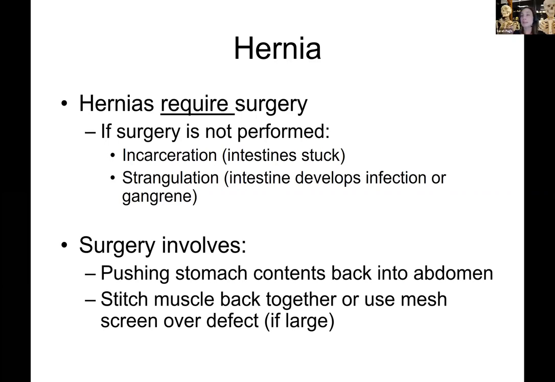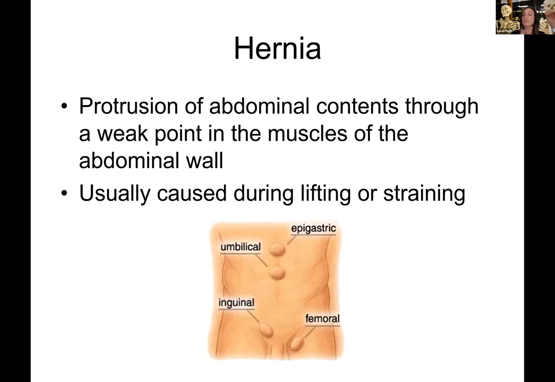The surgery is pretty simple, although watching it, it's very complicated in terms of what you're looking at. Usually all they do is shove your abdominal contents back in and stitch the muscle back together. A lot of times if it's a large hernia, they may have to use a mesh to help reinforce the muscle in that location. So let me walk you through the types of hernias.